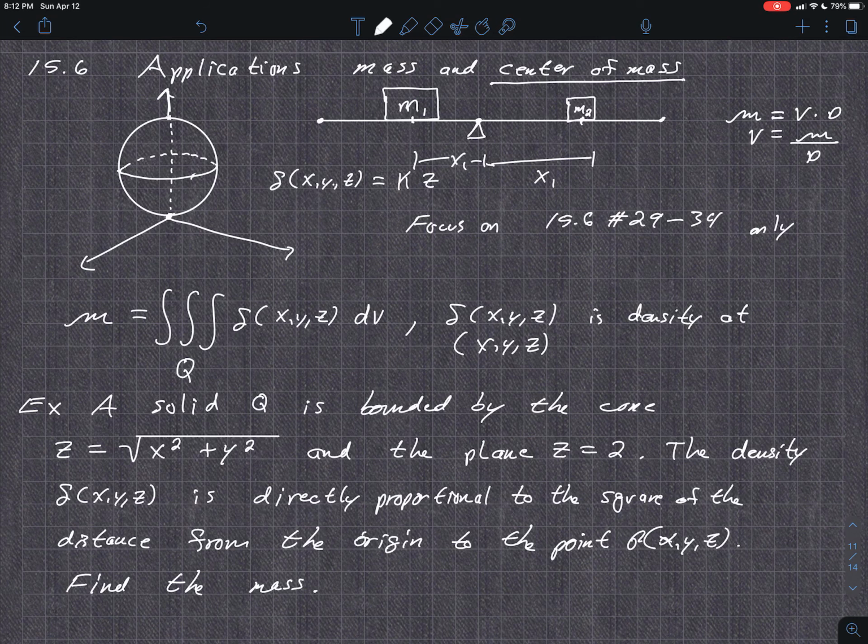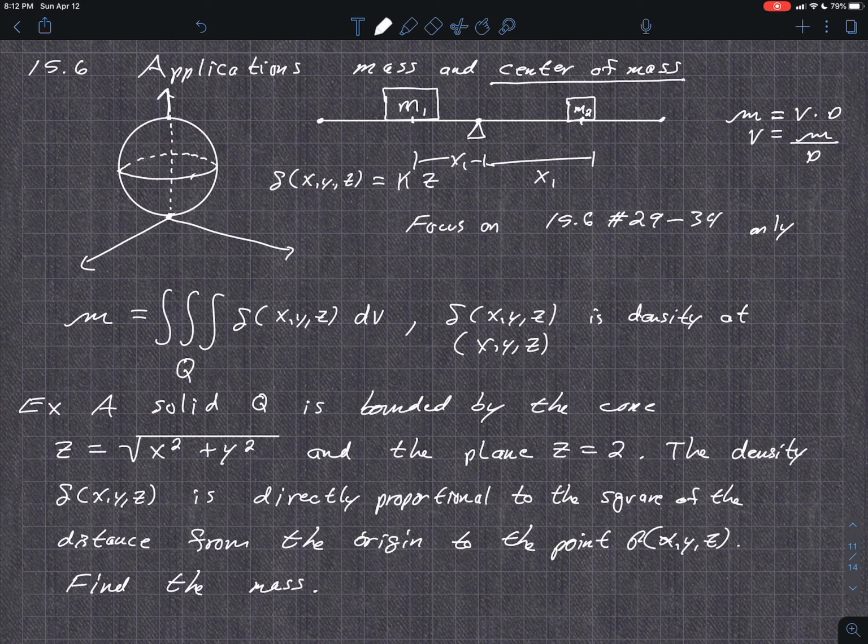We will do more examples of triple integrals as we go. There's plenty to do as we learn more content. Let's go on to 15.6. And I want to narrow down a bit what we're going to do on this section.